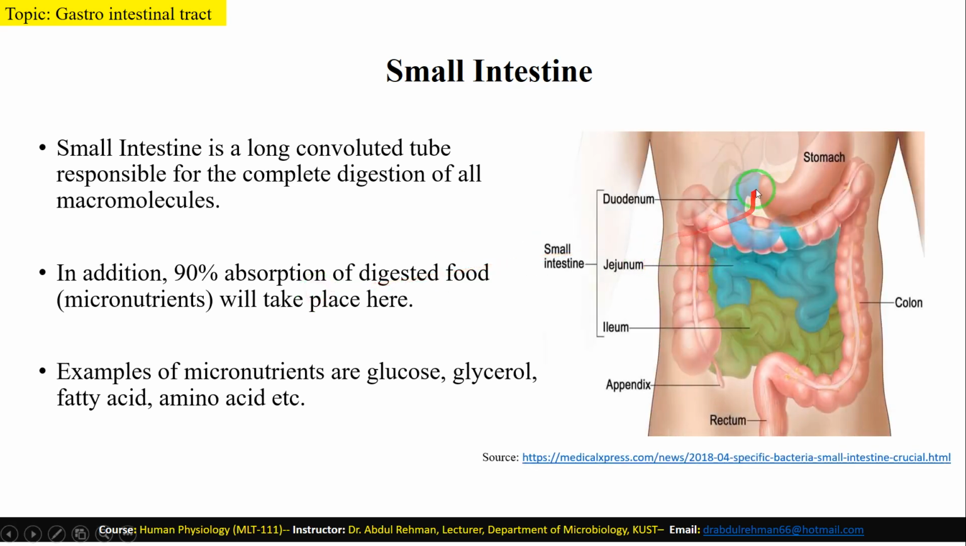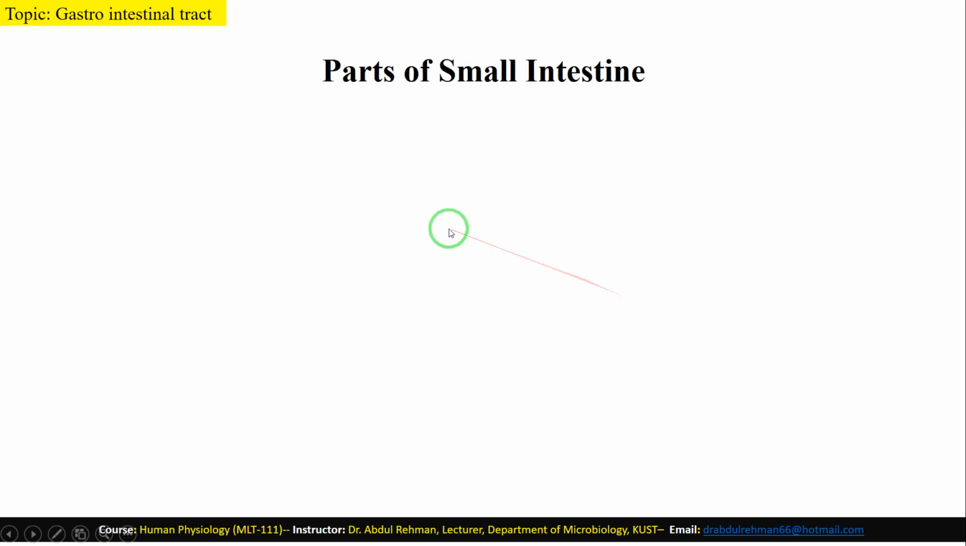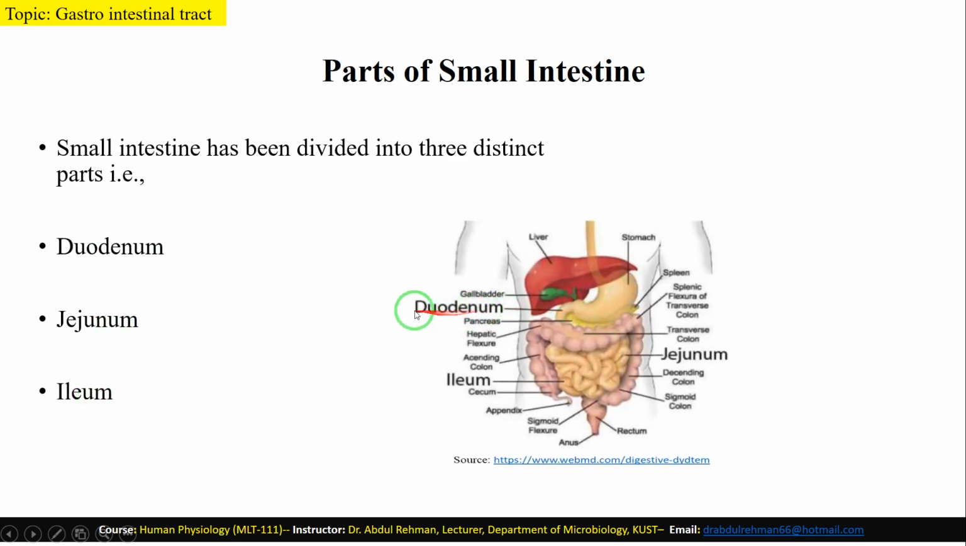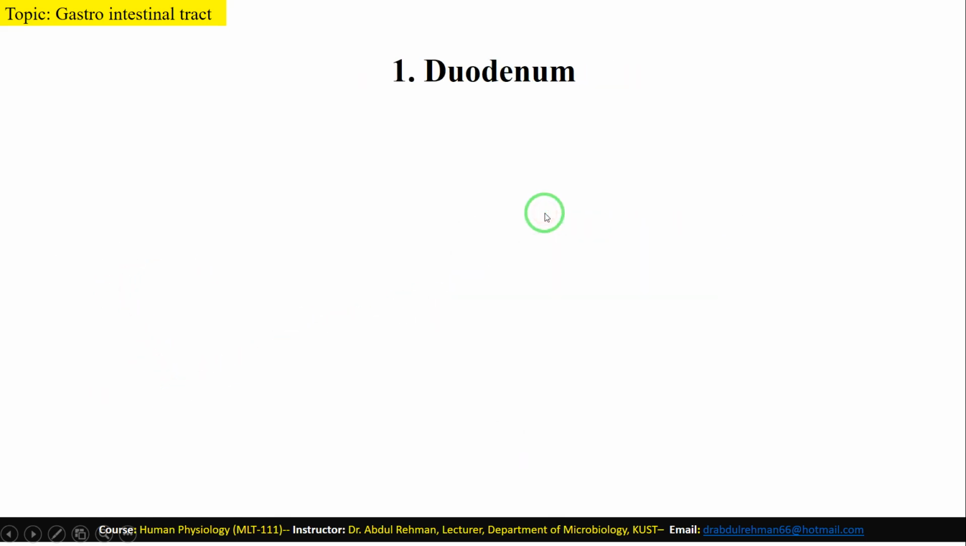Here you can see the small intestine, starting from the stomach and ending at the large intestine. It has three different parts, and these parts are the duodenum, jejunum, and ileum. We will discuss these parts in detail in the coming slides.